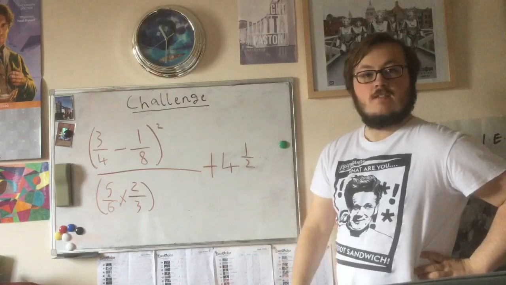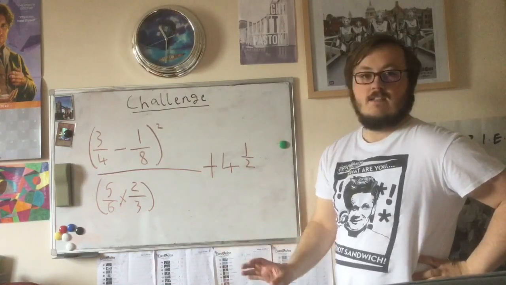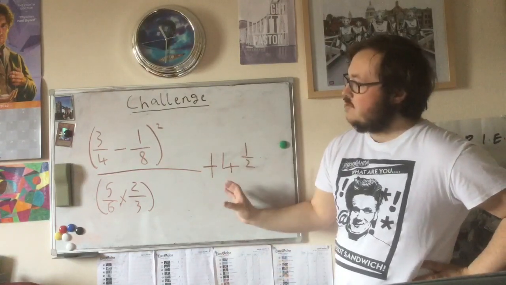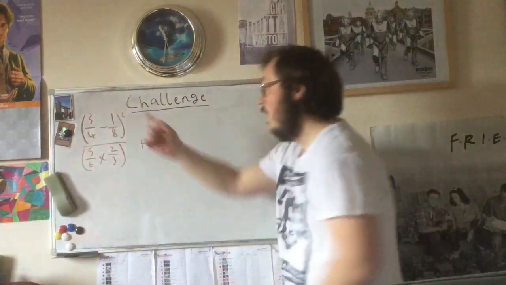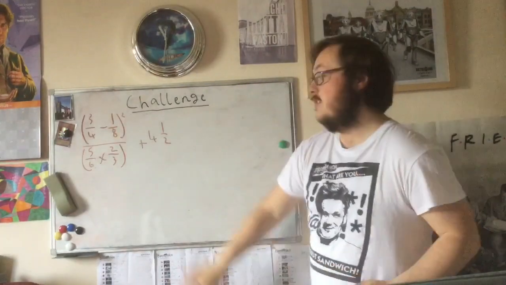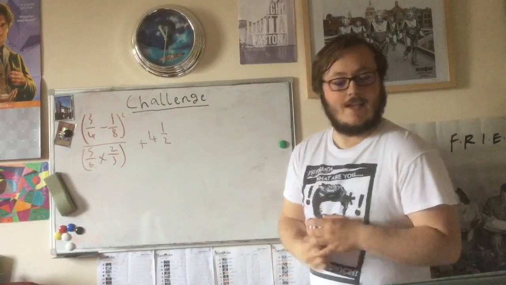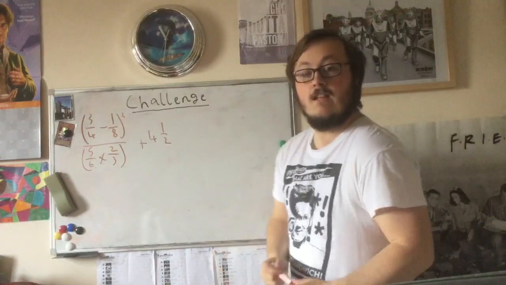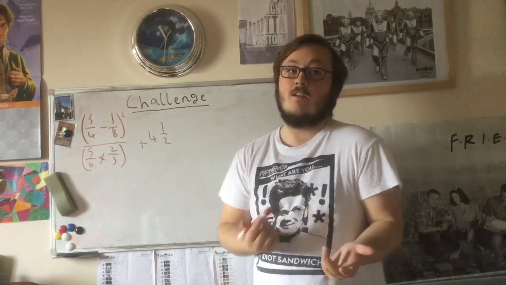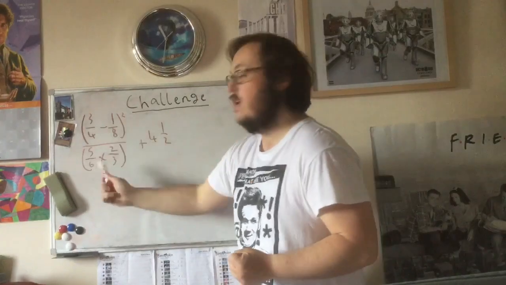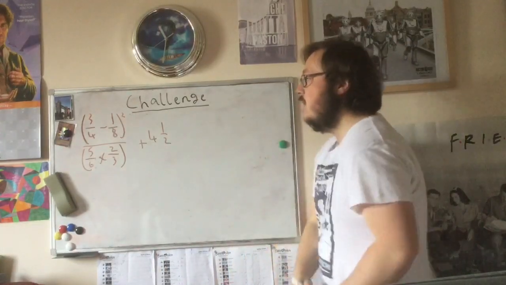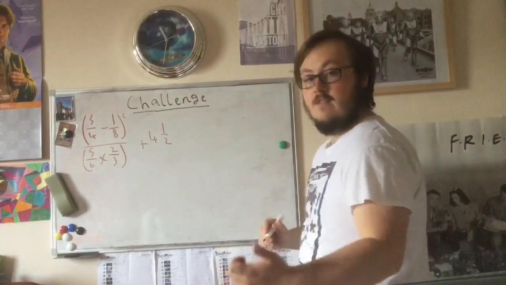Now obviously, because this is quite a big question that's taken up a lot of space on the board, I'm going to move this question into this part of the board, so there's enough space for us to do some working out. So what I'm going to do firstly is focus on the brackets part, because you know, classic BIDMAS, and focus on what's going on inside these brackets here. So 3/4 minus 1/8. Let's do that one first.